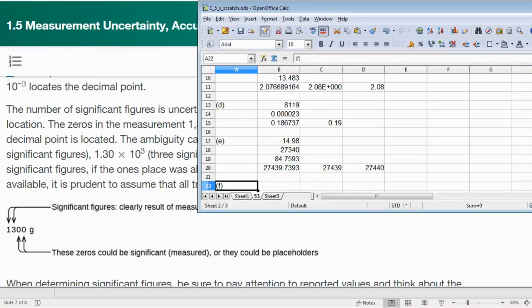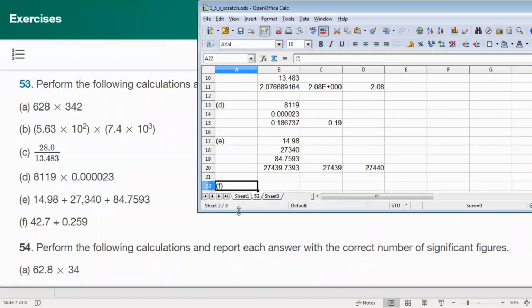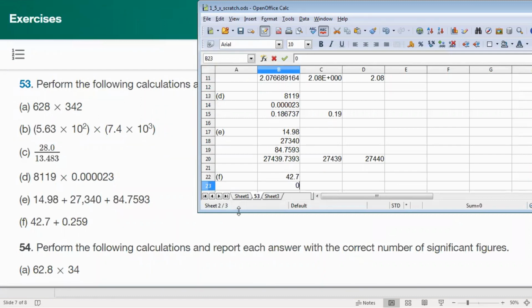So now let's go to the last in the numbered exercises. And that would be 42.7 and 0.259. By the way, let me just do a quick Google search on something.